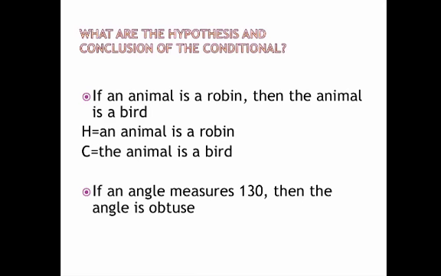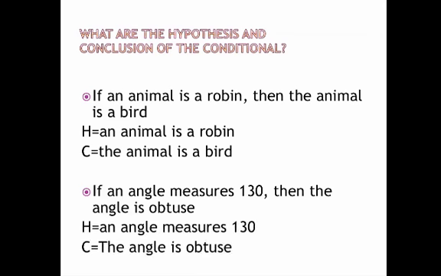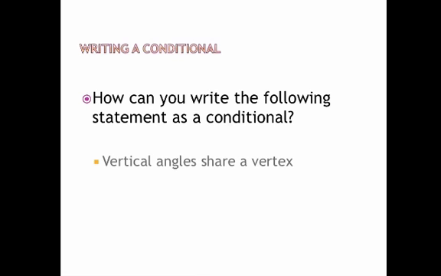Okay, if we look at the next one: if an angle measures 130 degrees, then the angle is obtuse. The part coming after the if statement is an angle measures 130 degrees, so that would be your hypothesis. And the part after the then statement is the angle is obtuse, so that would be your conclusion. And that is the hypothesis and conclusion of an if-then statement.